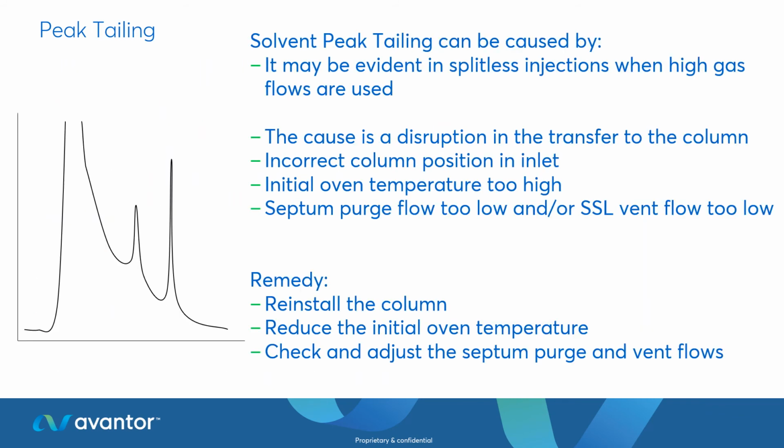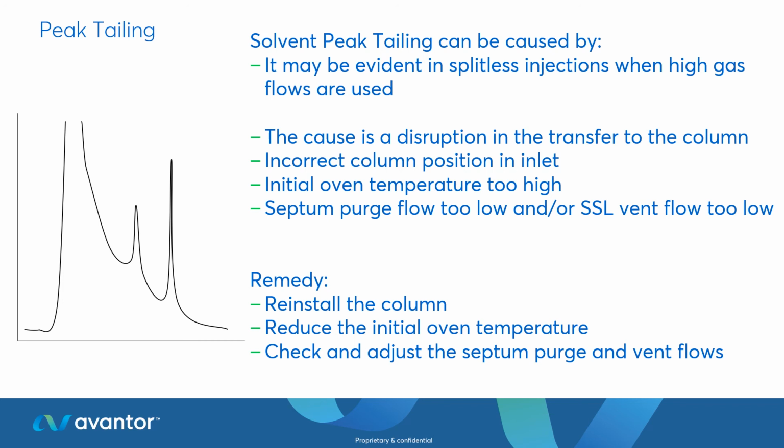As well as chemical interactions, peak tailing can also be caused because of the solvent peak. And often, as we've seen previously, this can be occurring when we're running in a splitless injection mode and when high gas flow rates are used. The cause is a disruption in the transfer to the column, incorrect column position in the inlet, or the oven temperature is initially too high, or the septum purge flow is too low and the splitless line vent flow is too low.